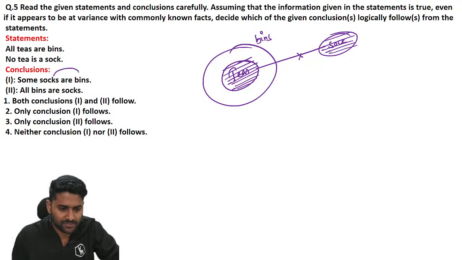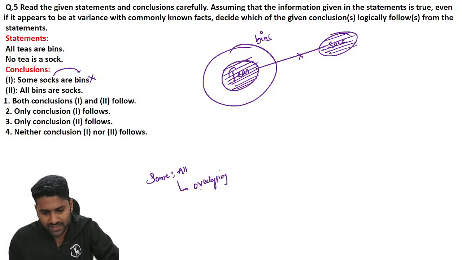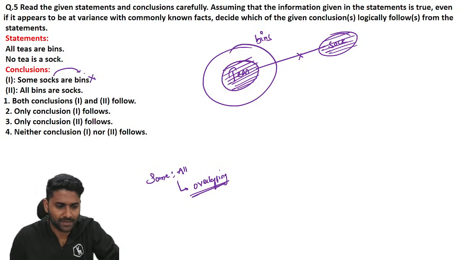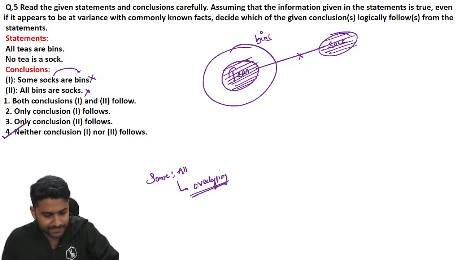Now the question here. The conclusions you should verify in the picture. Some socks are bins. You can't see any direct overlapping in the picture. For any conclusion with 'some' or 'all', we need direct overlappings in the picture. So if you see any overlapping, definitely that conclusion follows. Otherwise, it does not follow. All bins are socks. Again, you can't find any direct relation in the picture. So there is no possible complementary pair. So the answer: none of the conclusions follows.